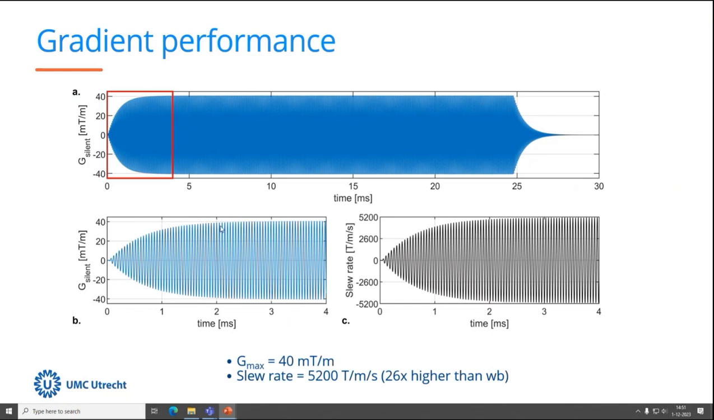Maximum we reach about 40 millitesla per meter. So not super high amplitude here, but very fast. It's an amazingly high slew rate. It's about 26 times faster than the whole body.